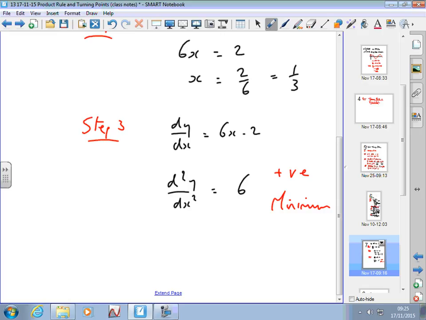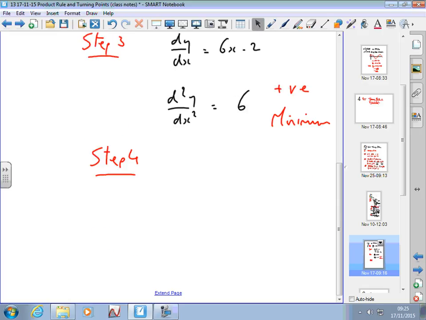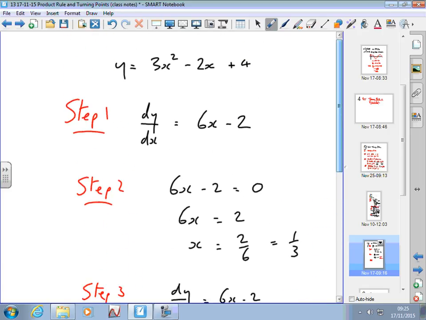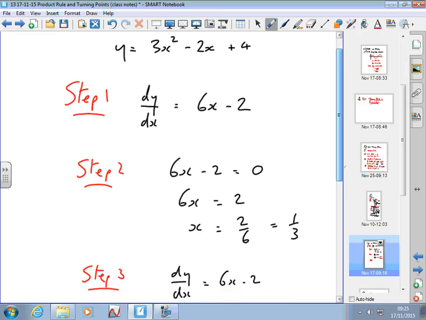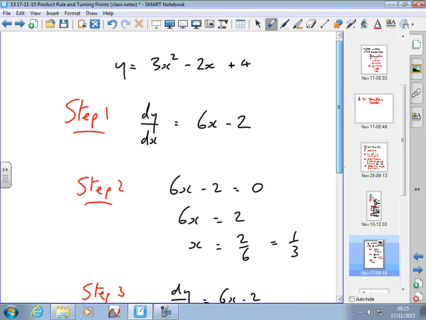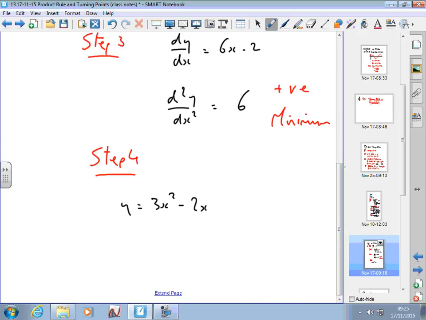So what is the value of that maximum value? Sorry, minimum value? Step 4. What do I do with that now? Step 4, Alex? Yeah, right. So what's the original function? y equals 3x squared minus 2x plus 4, was it? Yep, minus 2x plus 4.